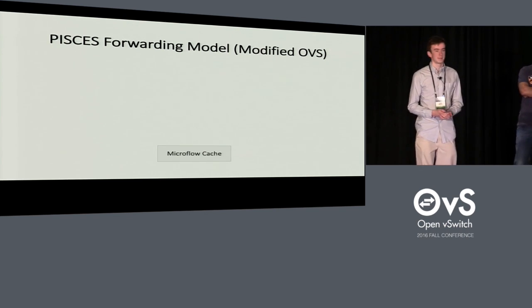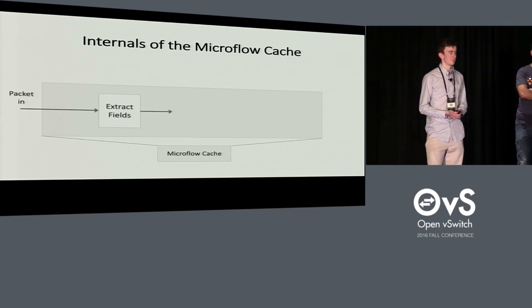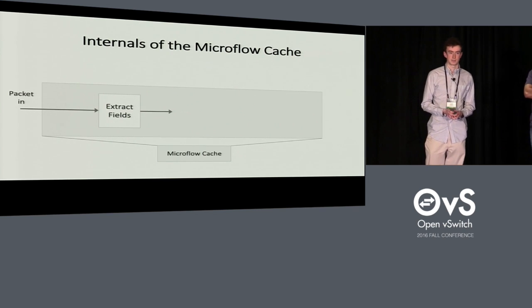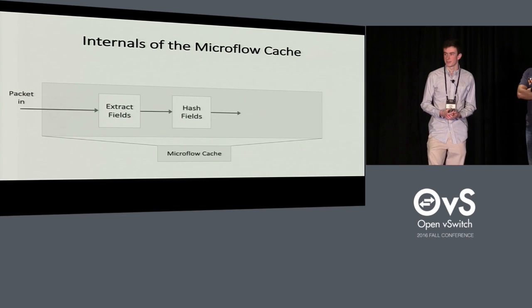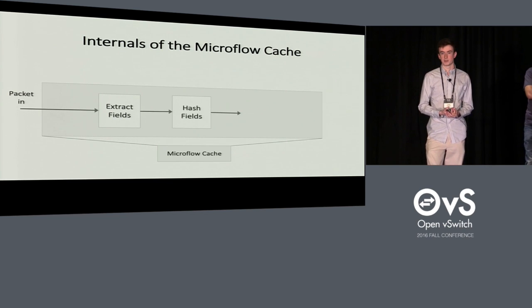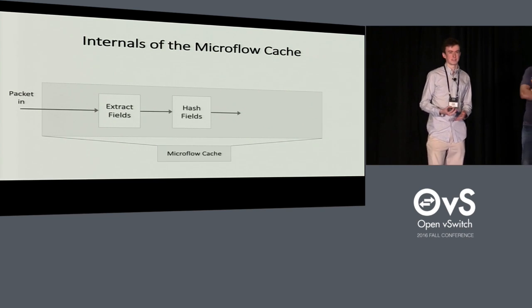So I'm going to talk a little bit about the internals of the Microflow Cache, just so you can get an idea of how P4 affects these internals. There are three main stages to the Microflow Cache that we're concerned with. The first is the extract field stage, followed by the hash fields. And as was mentioned previously, this is where the 5-tuple of the packet is used. And this is what makes the Microflow Cache protocol dependent.